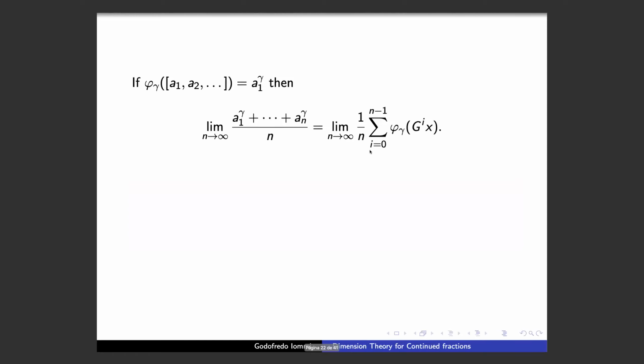So let me make the clear observation that what we're looking at here, these level sets, are essentially level sets of Birkhoff averages of the appropriate potential. In this case, you pick the potential phi gamma, which assigns to a point its first digit to the power of gamma. So the arithmetic average is just the Birkhoff average of that potential.